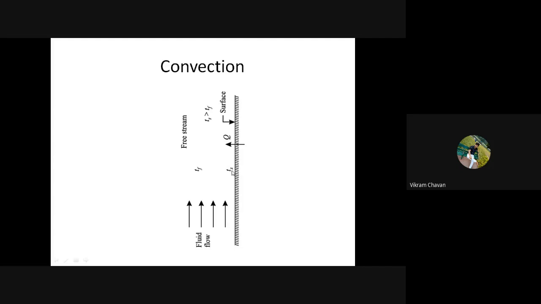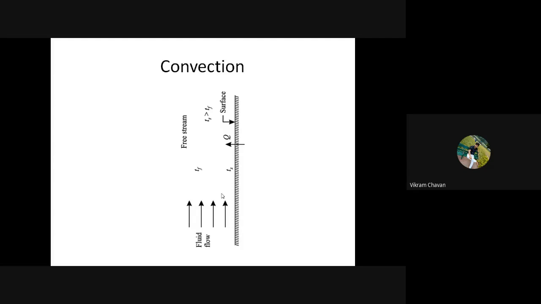Once it gets heated, what will happen? Its density will decrease. Another important thing about a fluid: as the temperature of a fluid goes on increasing, its density goes on decreasing. So the air available in the immediate vicinity of this plate will get heated by conduction because it is in physical contact with the plate, and due to that heat transfer its temperature increases.